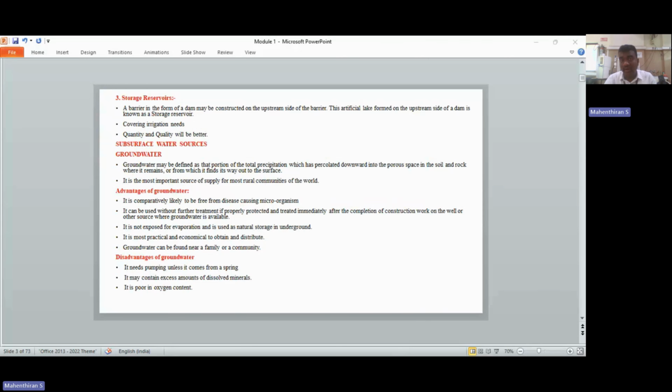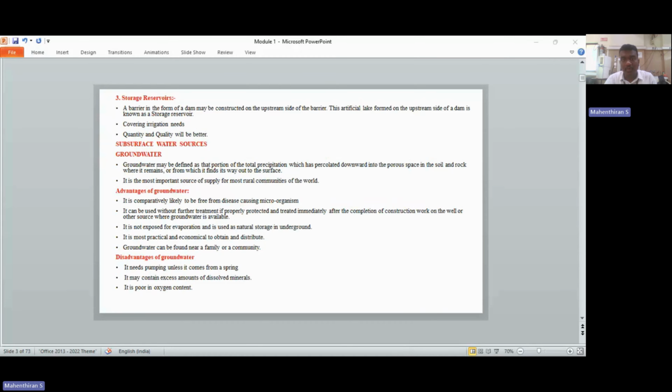It also has high dissolved minerals. Groundwater often contains dissolved minerals such as calcium, magnesium, iron, or even harmful substances like fluoride. This can lead to issues like hard water or health problems if it is not treated properly.